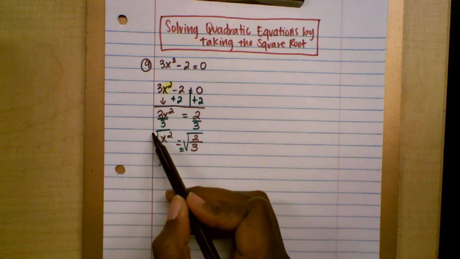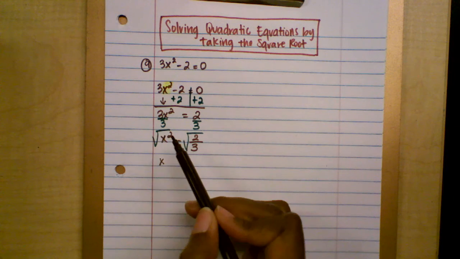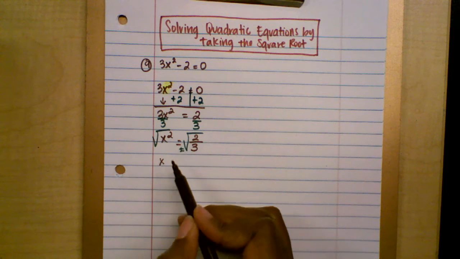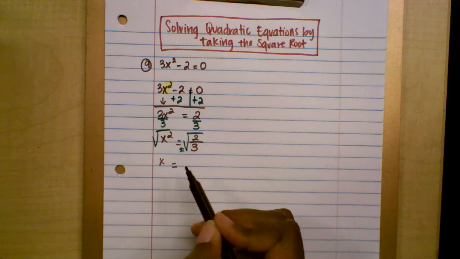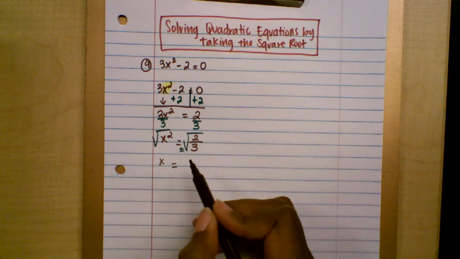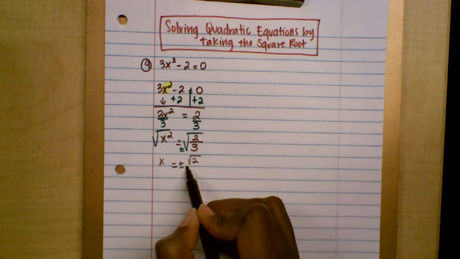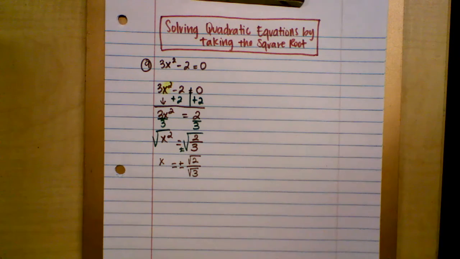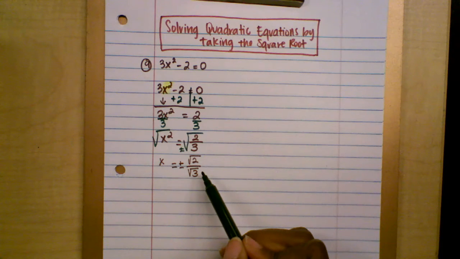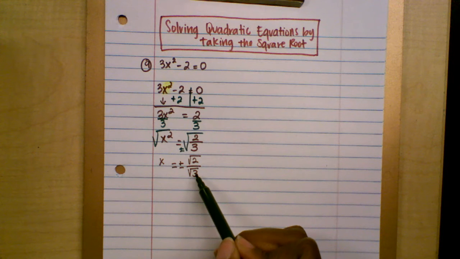Again, the square root undoes the square. They undo each other. We call them inverse operations, or inverse functions. So you end up with x equal plus or minus the square root of 2 over the square root of 3. Now, for this example, example number 9, we have to rationalize the denominator.